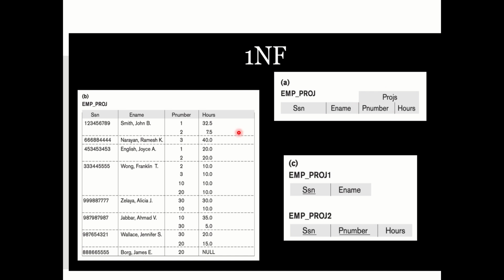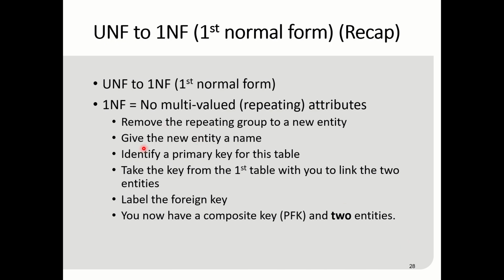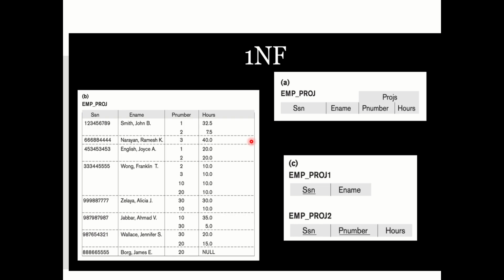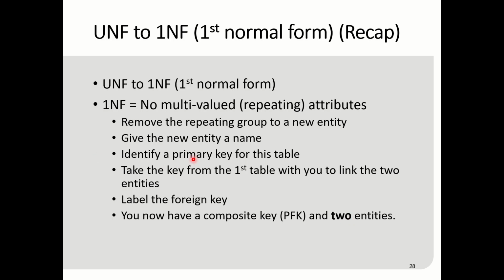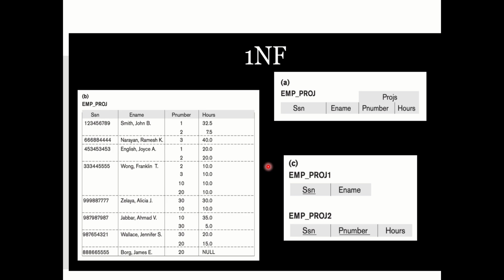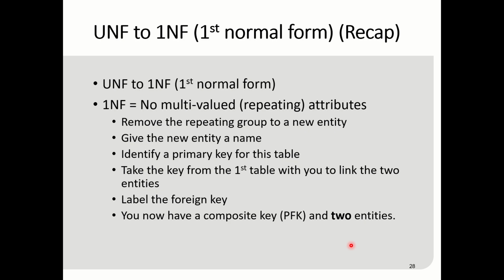So here you know that this P number and hours are basically repeating. So you're actually taking out P number and hours. Now what are you doing? And give the new entity a name. Just imagine that you're giving the name as EMP project 2, and identify the primary key for the table. Okay, so for this particular one, you have this P number and hours, so you identified P number as your primary key.